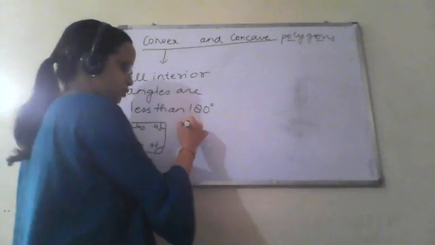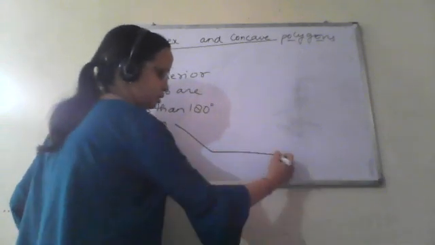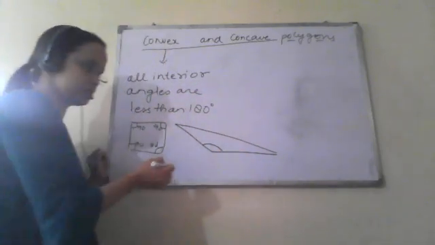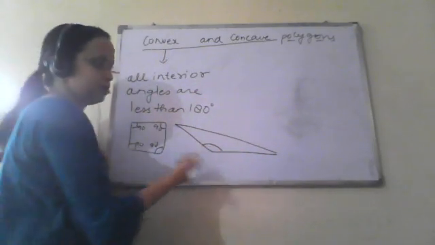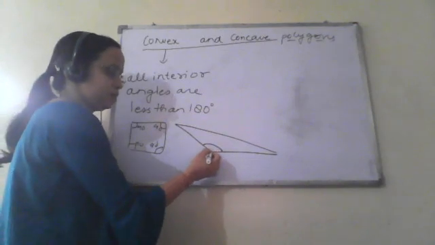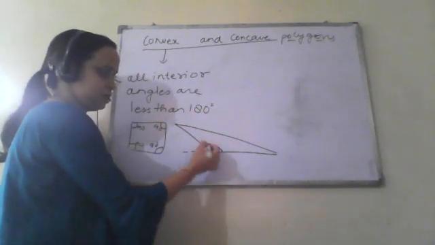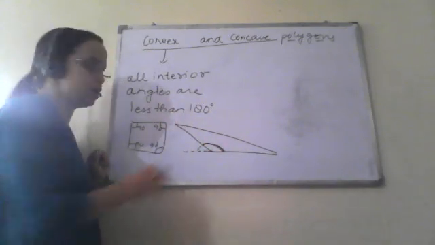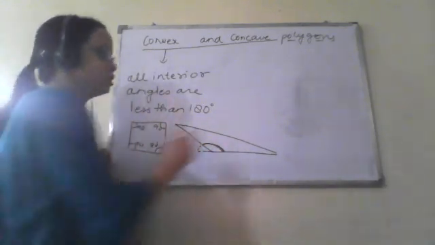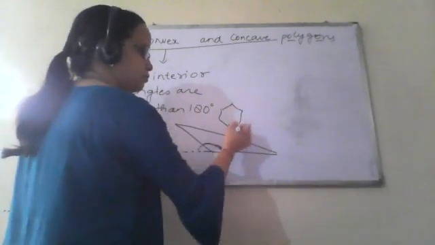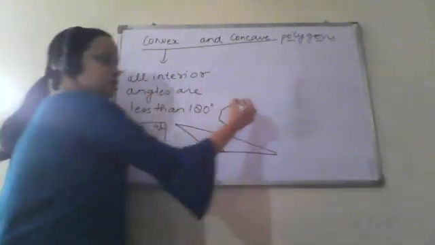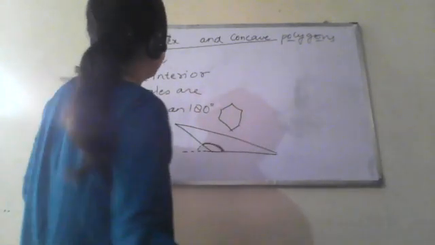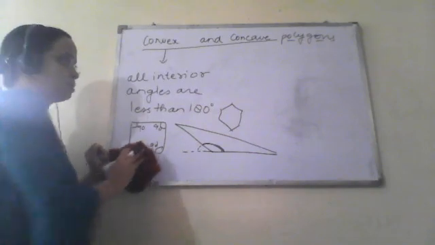If you draw a triangle, a straight angle or 180 degrees would be like this, but we are measuring only the interior angle, so this portion. So this is less than 180, so this is also a convex polygon. If we draw a hexagon, all the interior angles are less than 180, so these are all convex polygons. So these were all about convex polygons.